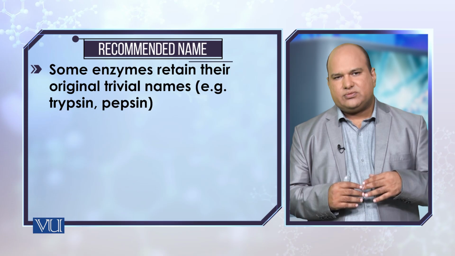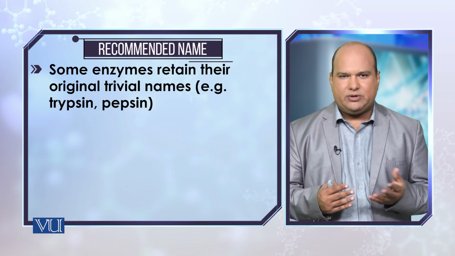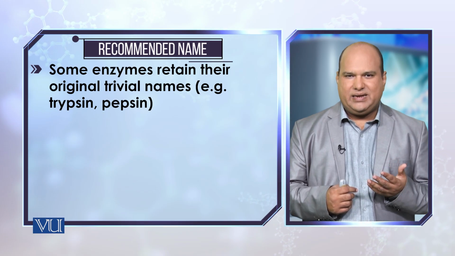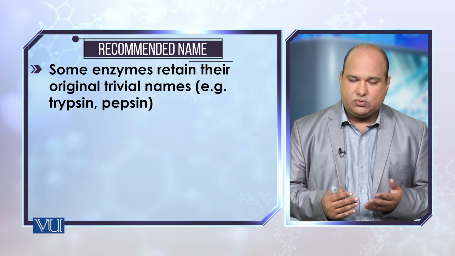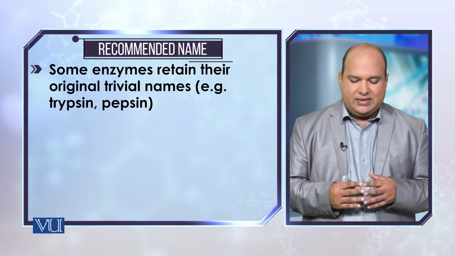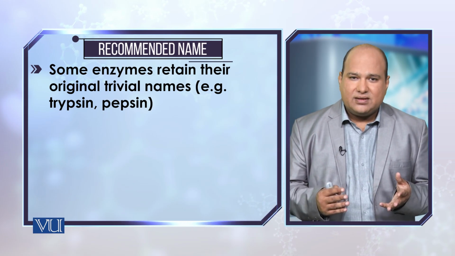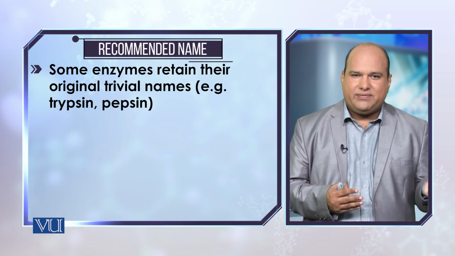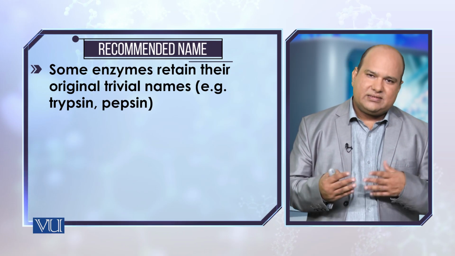But it's not always applicable to all the namings. For instance, we have certain enzyme names which are not following these rules. They are just trivial. For example, pepsin, trypsin. They don't have any suffix or any action name, but still these are being used.